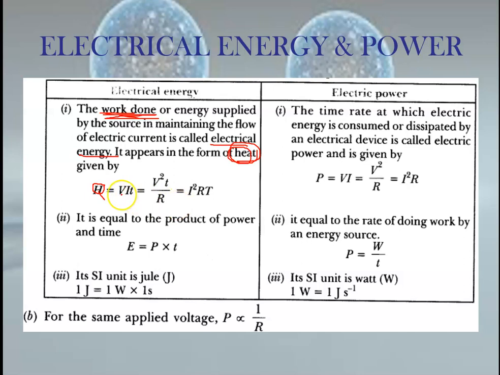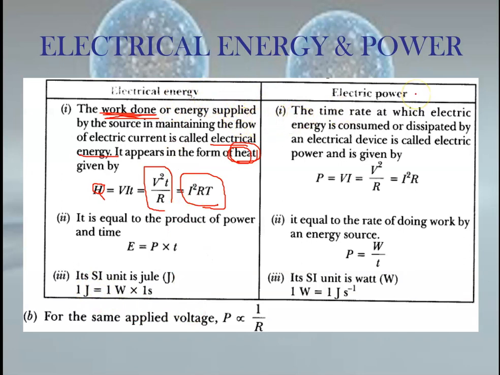By substituting V or I from Ohm's law, I will get new equations for it. Rearranging, I will get this value of Q. So the work done is also equal to the product of power and time. So work, or energy, is equal to P times T. And the SI unit for energy is the joule, obviously, because it is energy.